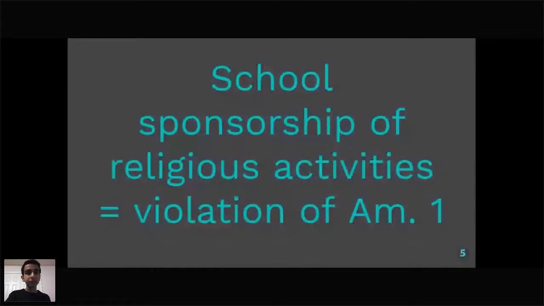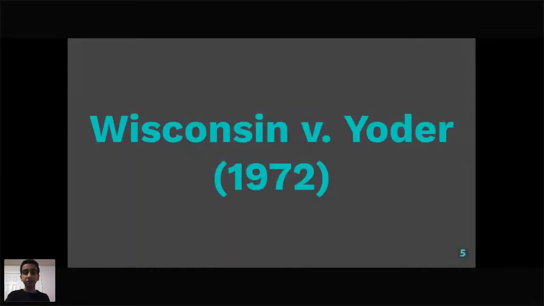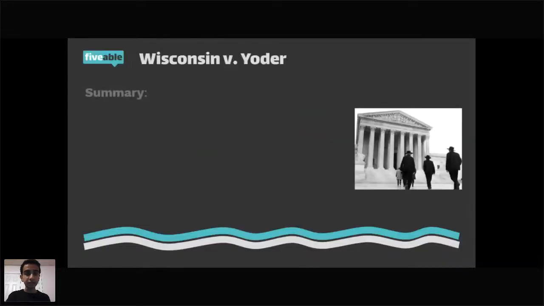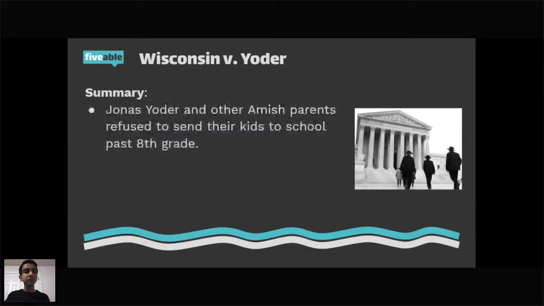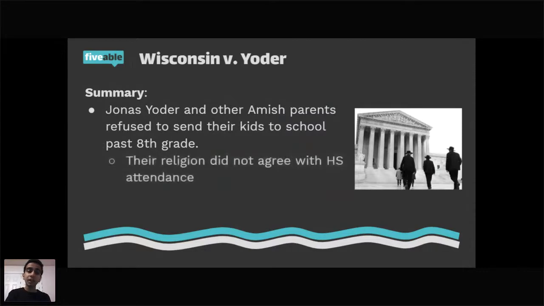The next case we're going to talk about is Wisconsin versus Yoder. So Wisconsin versus Yoder, personally, I think it's one of the most interesting cases that are covered within these required cases for the AP exam. So it took place in 1972, and basically just a short summary, a person named Jonas Yoder and other people that were Amish, so that's where this background comes from, they refused to send their kids to school past the 8th grade. They said that their kids were not going to go to school because their religion did not agree with high school attendance.